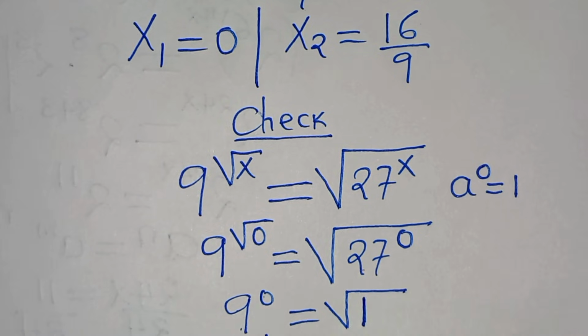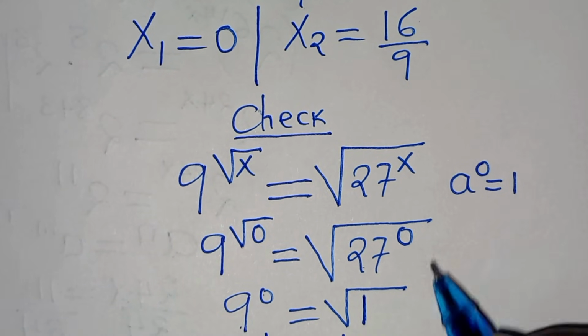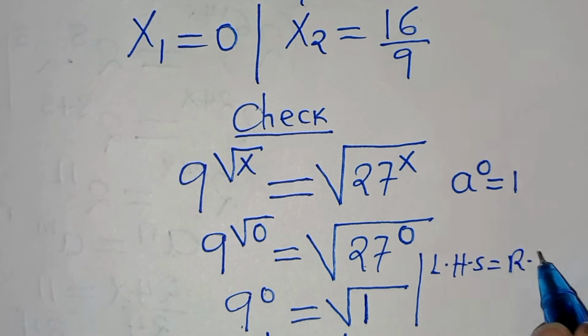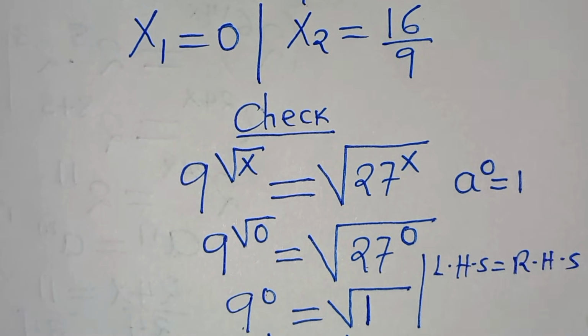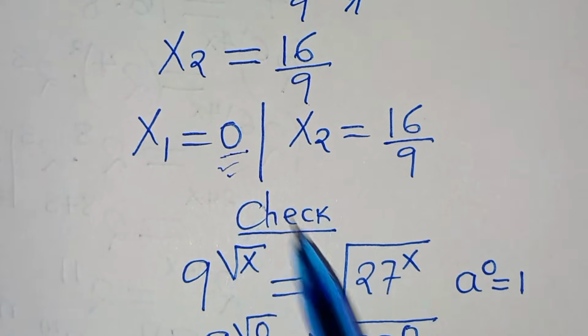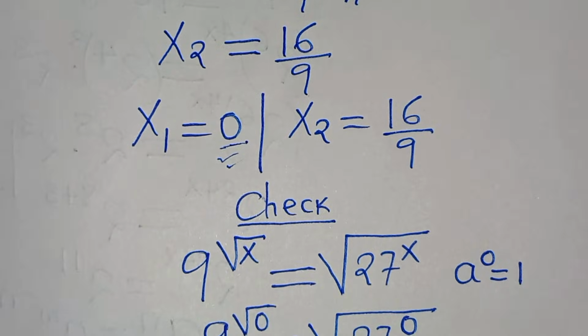So we have that square root of 1 is equal to 1. So 1 is equal to 1. And this means that the left hand side is equal to the right hand side. And this proves that x1, which is equal to 0, satisfies the equation. Let's check x2, which is 16 over 9 from here.